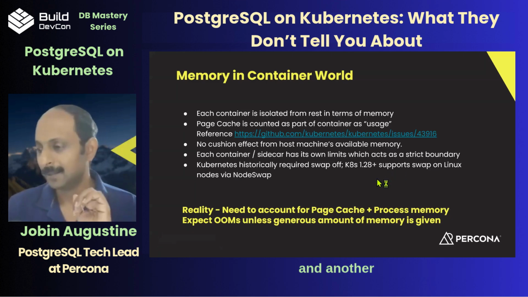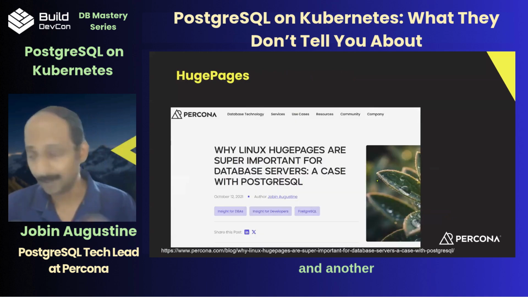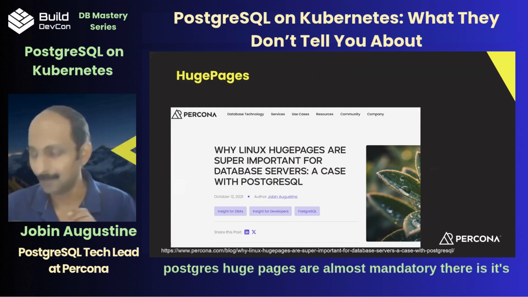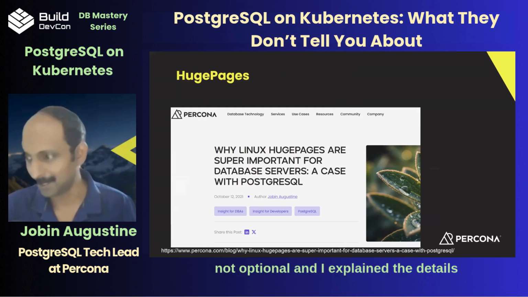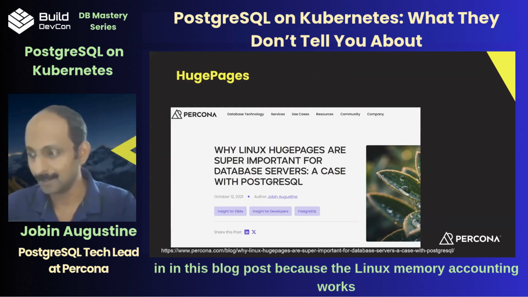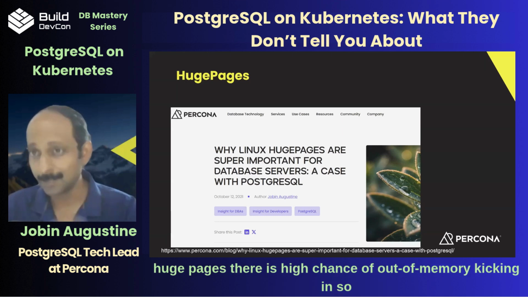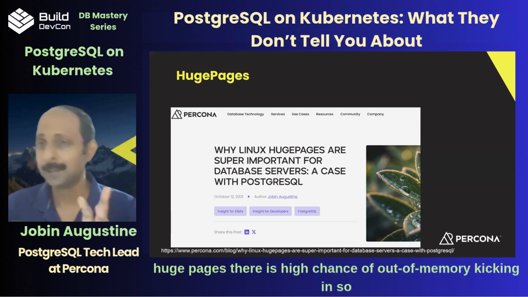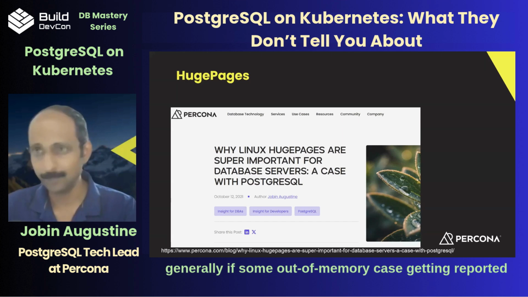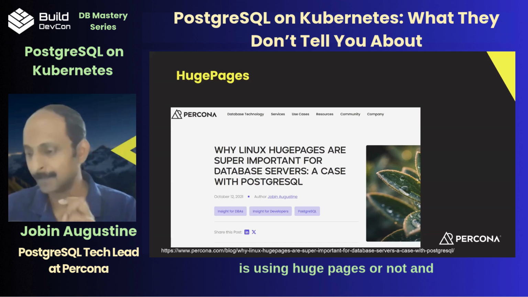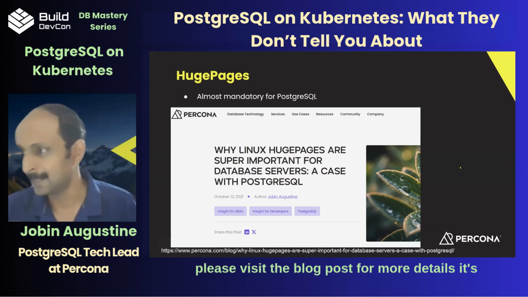Yeah. And another point about memory is huge pages. For Postgres, huge pages are almost mandatory. It's not optional. I explained the details in this blog post, because the Linux memory accounting works in a specific way, which works against the Postgres memory accounting. Without huge pages, there is a high chance of out of memory kicking in. So generally, if some out of memory case gets reported to me, the first thing I look at is whether Postgres is using huge pages or not. Please visit the blog post for more details.